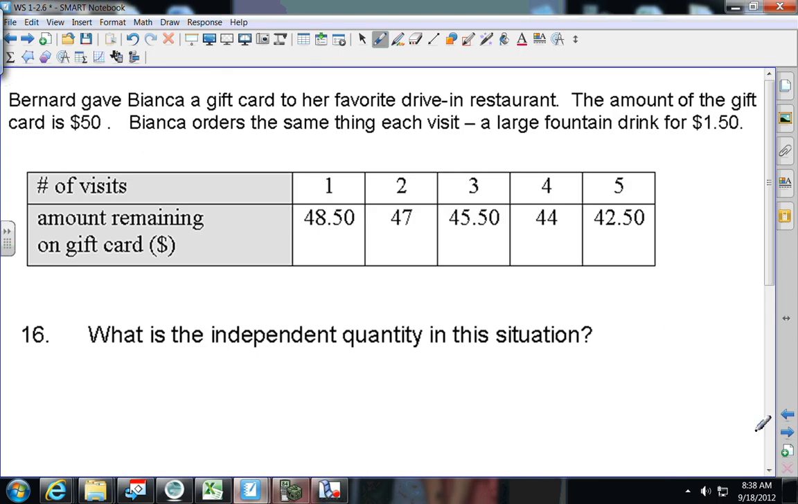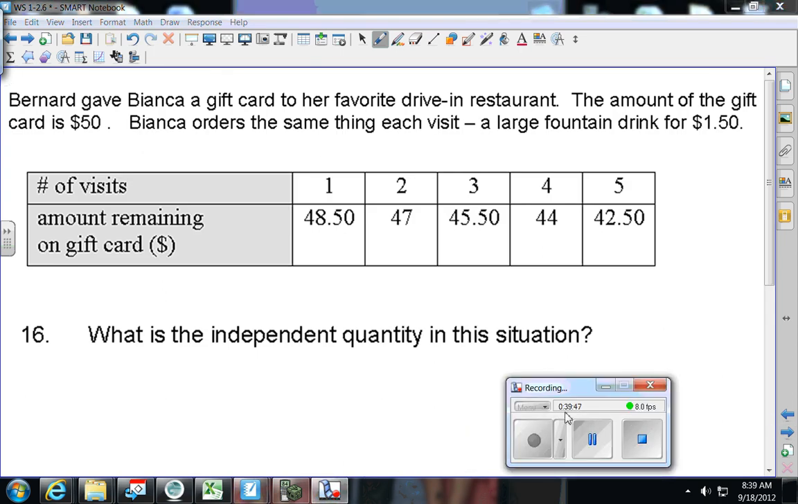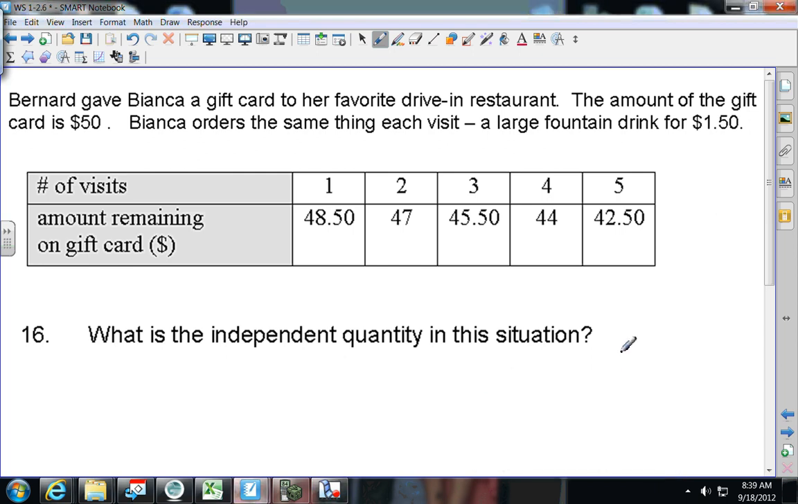The next problem. On this next one, it says, Bernard gave Blanca a gift card to her favorite drive-in restaurant. The amount of the gift card is $50. Blanca orders the same thing each visit, a large fountain drink for $1.50. So out of the number of visits and the amount on the gift card, what is the independent variable? Independent is the X. Well, before she can spend any money, she has to show up. The number of visits is the X. The remaining money is the Y. So the independent quantity is the number of visits.